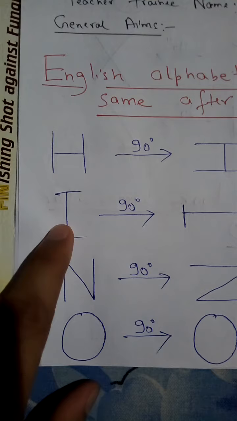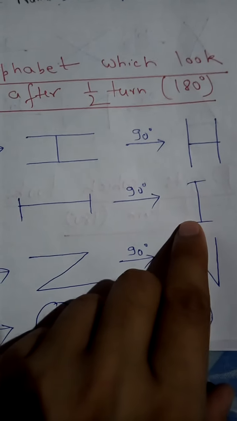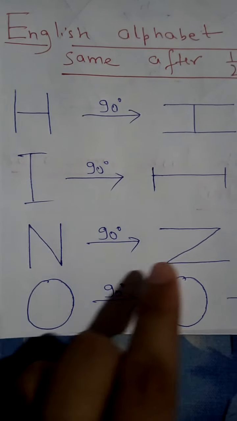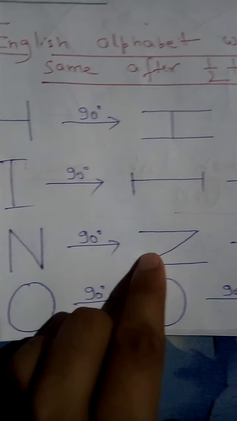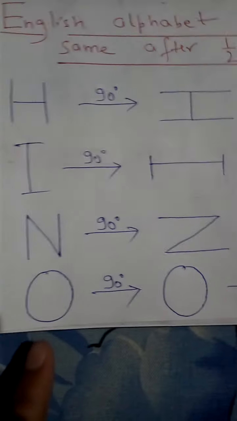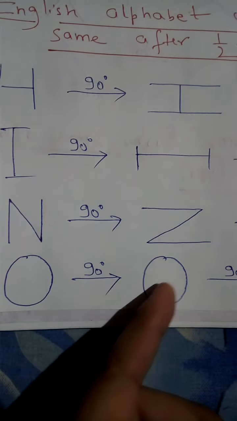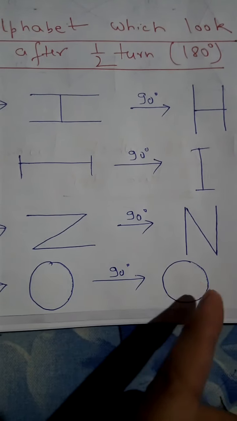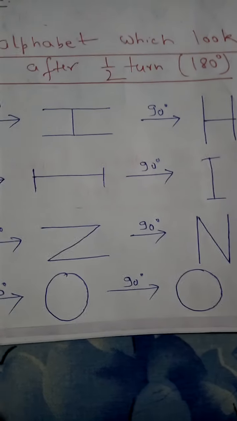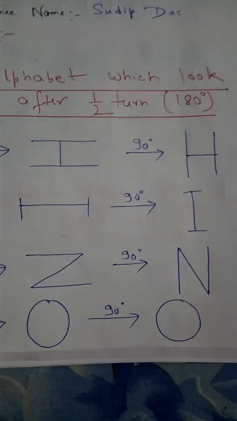I. This is 90 degree turn, again 90 degree turn, so this is 180 degree, same. N. After 90 degree it looks like Z, again 90 degree, that is 180 degree. N, same. O. O and 0, they are same. If you give 90 degree it looks same, and again 90 degree it looks same, so this is 180 degree. So H, I, N, O, and also few more alphabets are there.